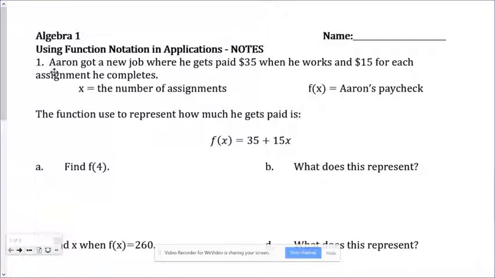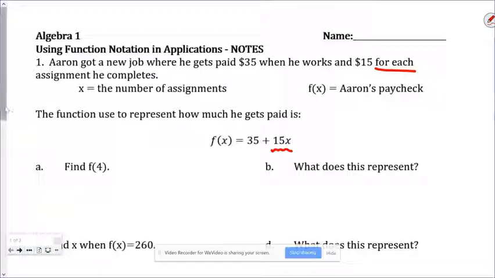So number one here, Aaron got a new job where he gets paid $35 when he works and $15 for each assignment that he completes. So I'm going to underline for each because that means every time he completes some assignment, he's getting $15. We should be multiplying 15 times x. You can see, okay, they did that. That's good. And then he gets paid this extra $35. So we're adding 35 to the 15x. So it tells us here, okay, x is the number of assignments, f of x. So here we're solving for the amount that Aaron's getting on his paycheck.